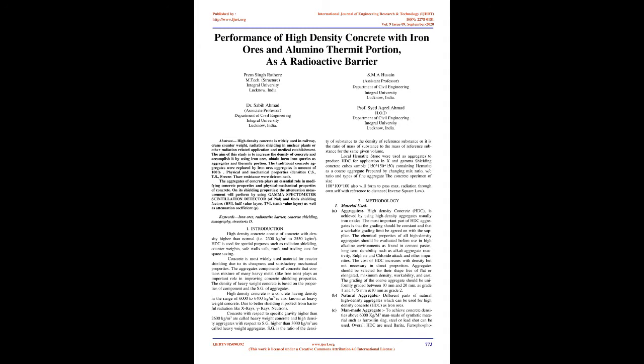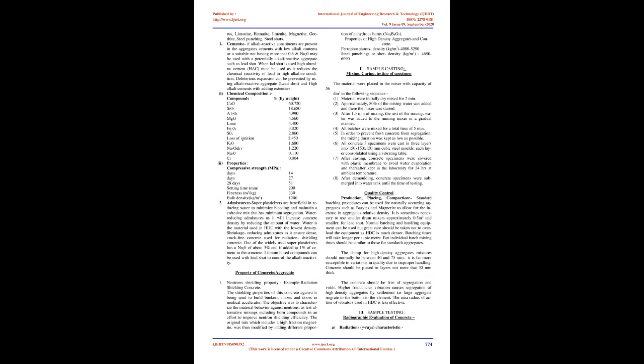1. Introduction. High-density concrete consists of concrete with density higher than normal, i.e. 2,300 kg per cubic meter to 2,550 kg per cubic meter. HDC is used for special purposes such as radiation shielding, counterweights, safe walls, safe roofs, and trading cost for space saving. Concrete is the most widely used material for reactor shielding due to its cheapness and satisfactory mechanical properties.